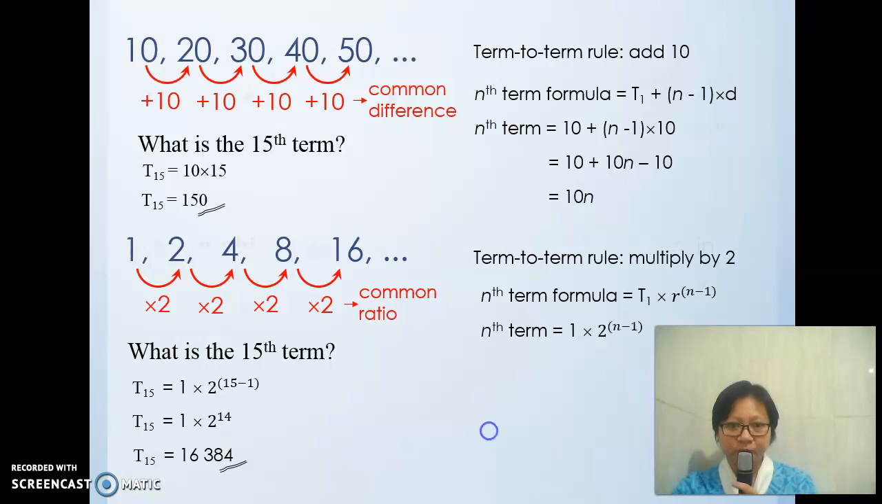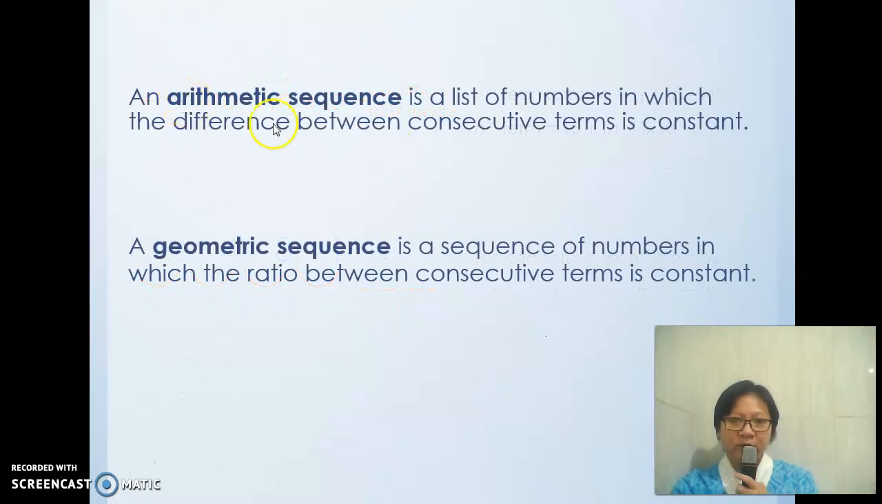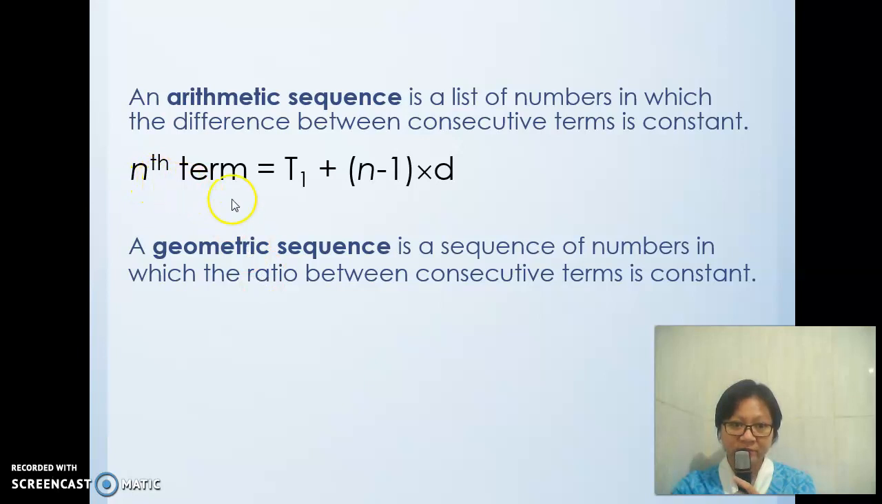Okay, next. An arithmetic sequence is a list of numbers in which the difference between two consecutive terms is constant. Okay. A geometric sequence is a sequence of numbers in which the ratio between consecutive terms is constant. So the difference here is that arithmetic sequence uses difference and geometric sequence uses ratio. This is the nth term formula for the arithmetic sequence, and this is the nth term formula for the geometric sequence.